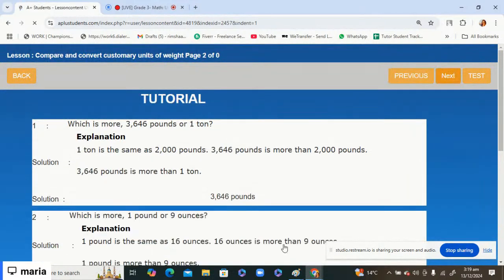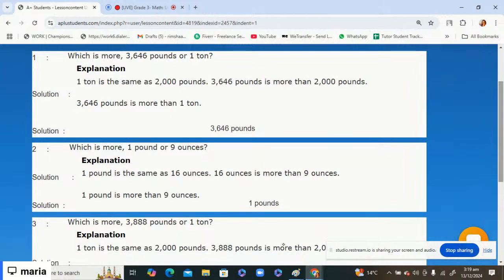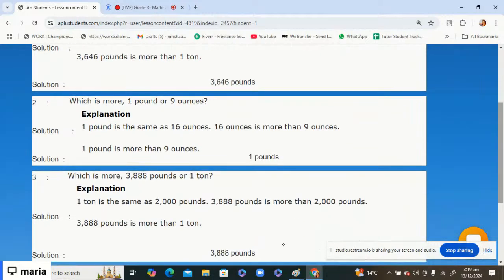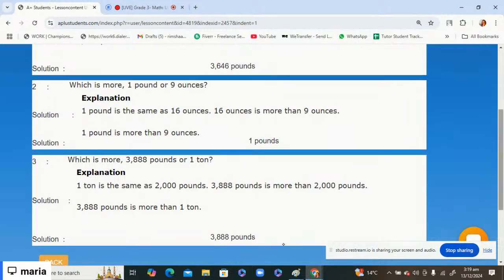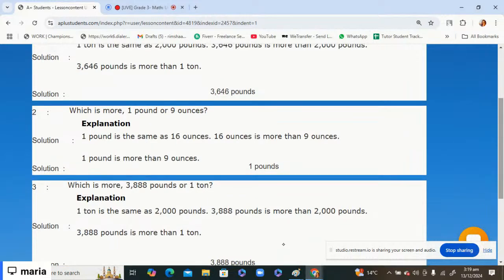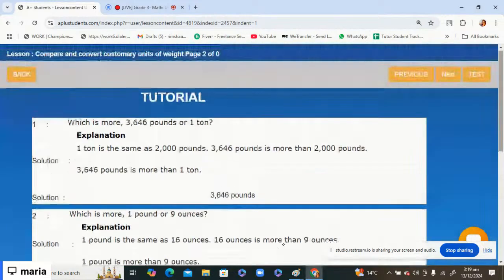Now let's do the next. Which is more, 3,446 pounds or 1 ton? 1 ton is equal to how many pounds? 2,000 pounds. So pounds is greater here. 1 pound is equal to 16 ounces. So here 1 pound is greater as compared to 9 ounces. Which is more, 3,888 pounds or 1 ton? 1 ton is equal to 2,000 pounds. So the pound is greater here. Let's do the test questions.